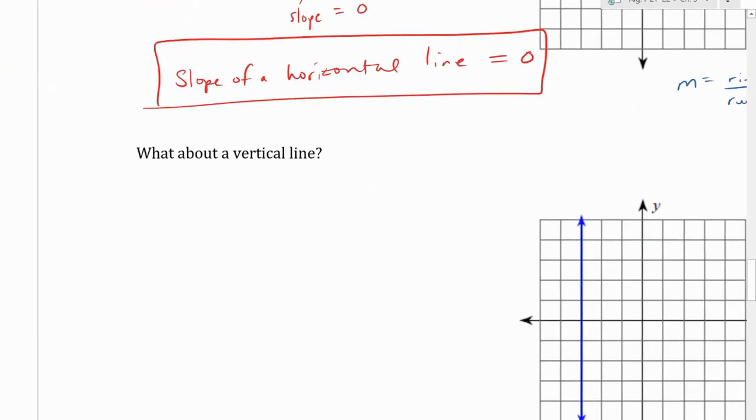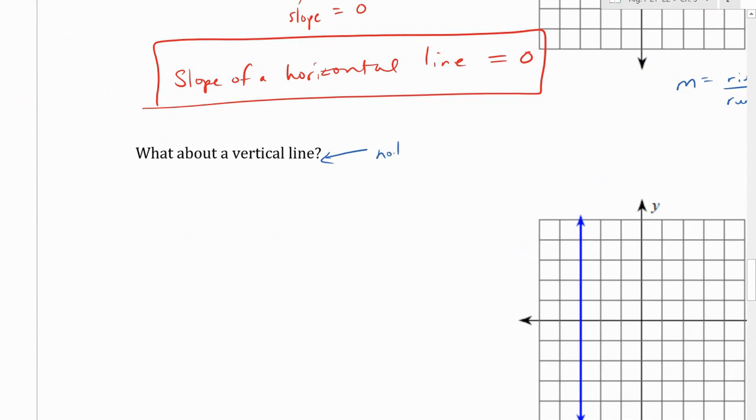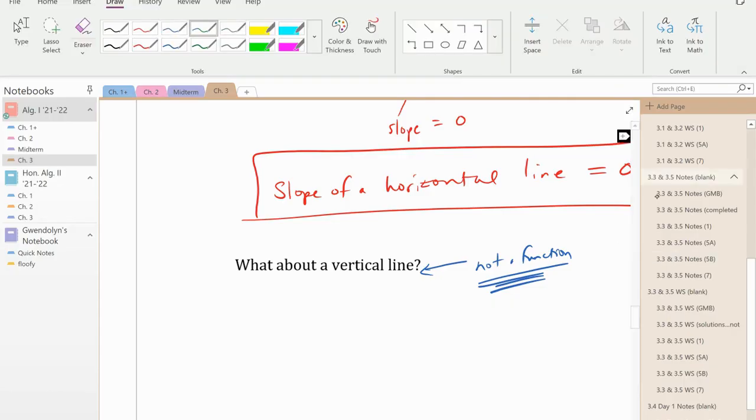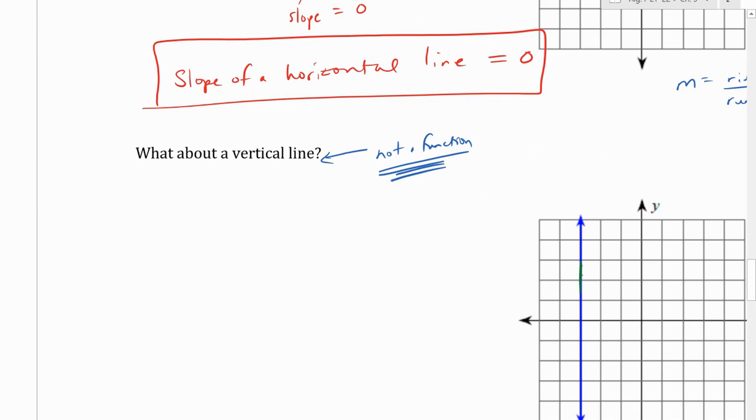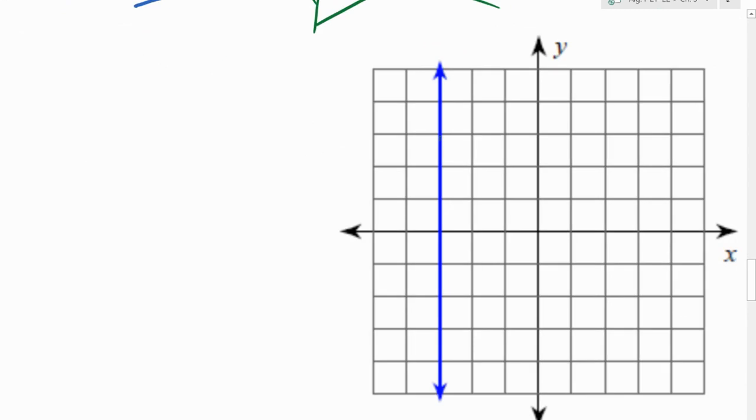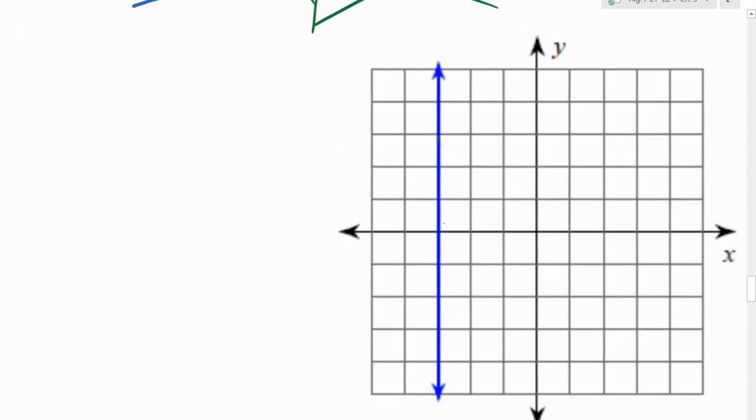Now, here's the thing. A vertical line is not a function, because it does not pass that vertical line test. If I drew a vertical line, it crosses it infinitely many times. Not a function. Therefore, it does not have to look like that, because that was our definition of a linear function. It was any line or function that could be written in the form y equals mx plus b, where m and b were both constants. Well, that's not happening here, but we could look at the points on this one and see what's going on.